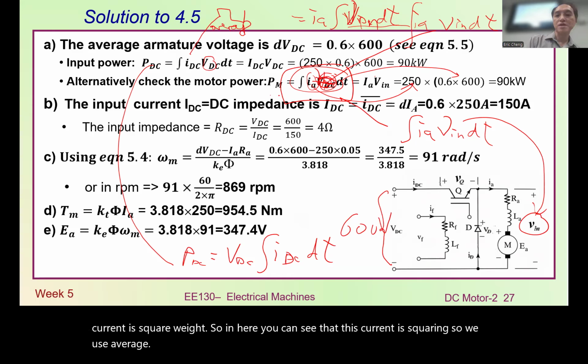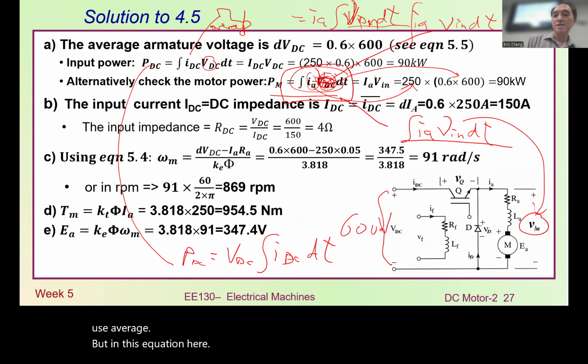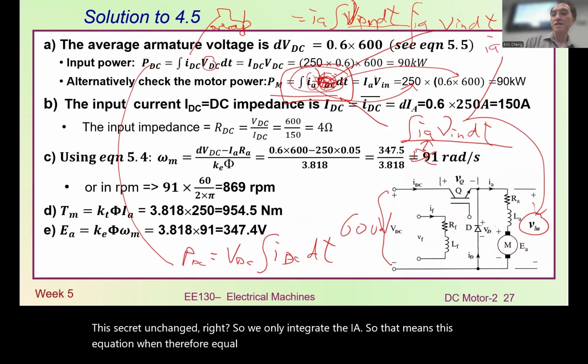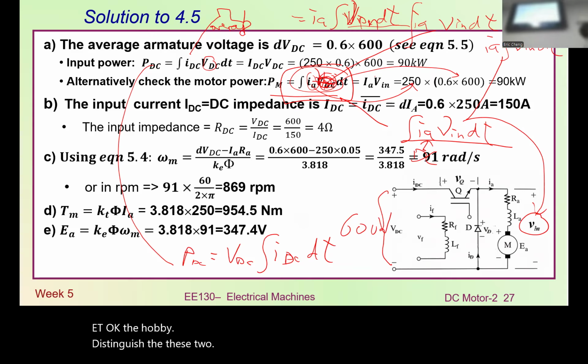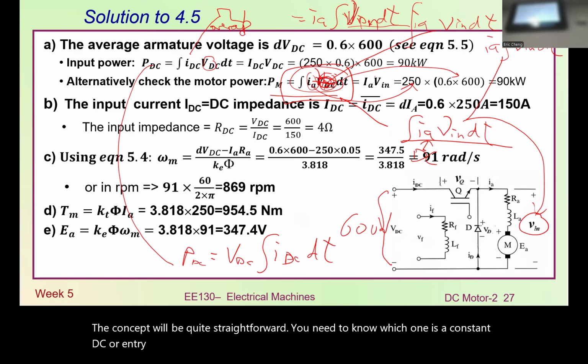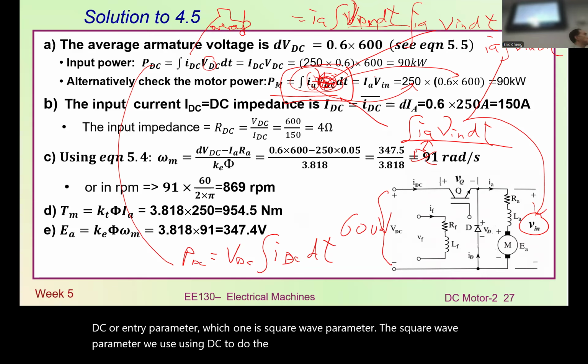But in this equation here, this is constant. This is DC current, unchanged, right? So we only integrate the IA. So that means in this equation, IA we can put in the front and then integrate the V in dt. Okay. That's how we distinguish these two. The concept is quite straightforward. You need to know which one is a constant, DC or unchanged parameter, and which one is a square wave parameter. For the square wave parameter, we usually use simple duty ratio to average it to get the average parameters.